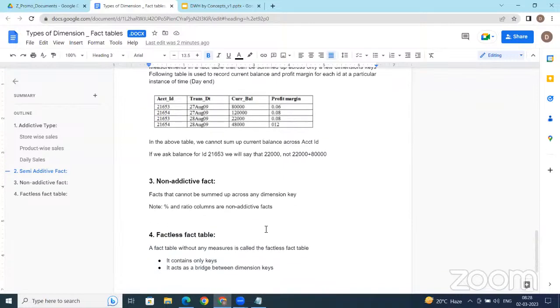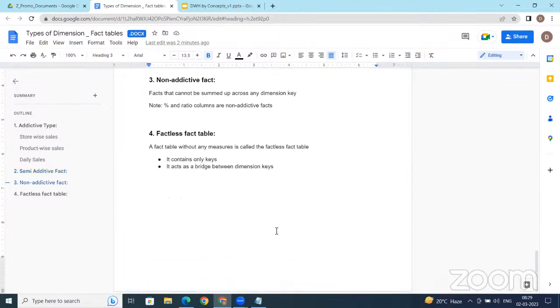And non-additive facts. These cannot be summed up across any dimension tables, like ratios, columns, weights. So these are non-additive facts. Factless fact tables are basically fact tables without any measures, so they contain only keys. It places a gap between these dimension tables and fact tables. So these are the different types of fact tables.